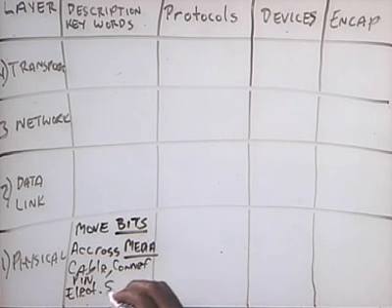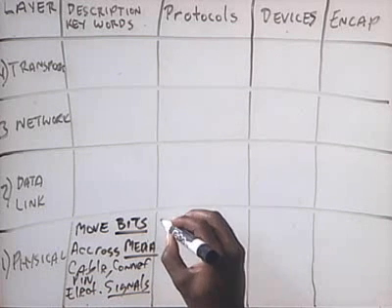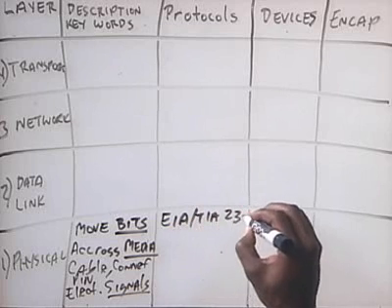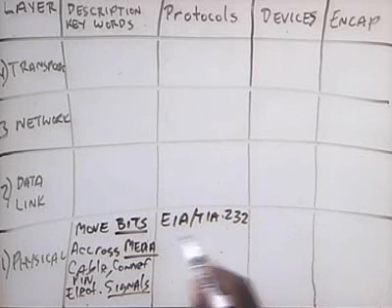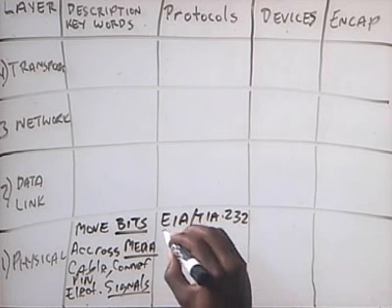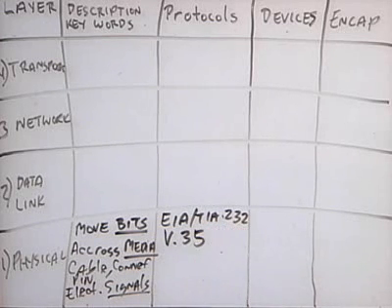Also include electrical signals here. A few protocols and standards involved at the physical layer include EIA TIA 232. This is a serial cable standard. This is also referred to as RS-232 or Recommended Standard 232. Another serial cable standard is V35, V.35.